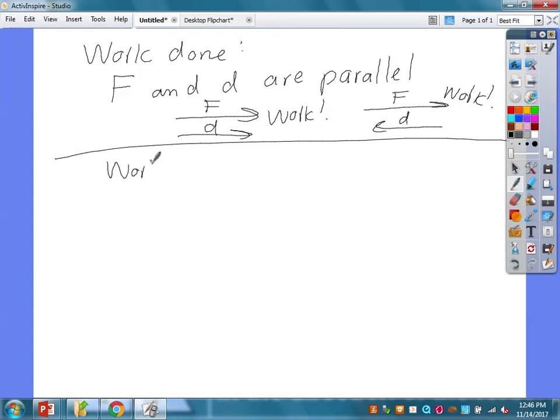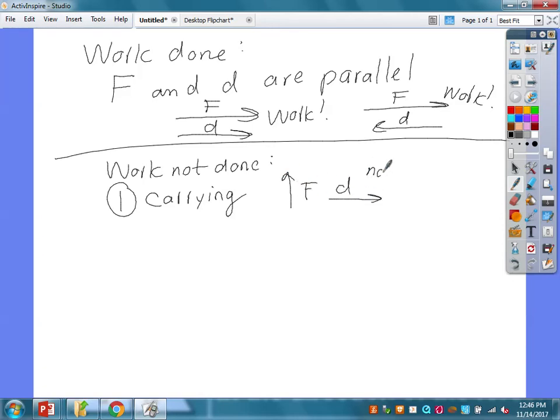But work is not done, and there's usually two very common scenarios. One is pretty obvious, the other one's not. Let's do the not obvious one first. When you simply carry something, when you are carrying an object, no work is done. Because the idea is you are applying a force upwards but moving forwards, so they're not in the same direction. Okay? No work.